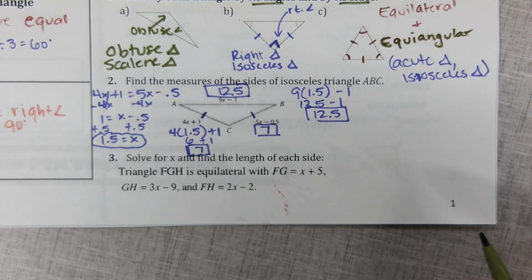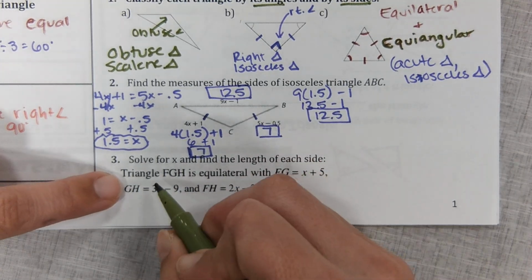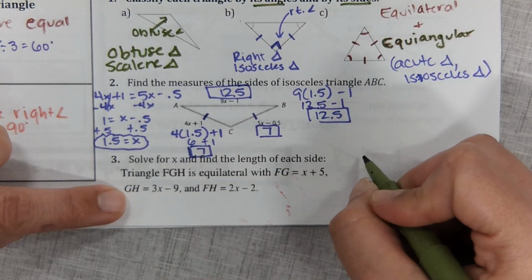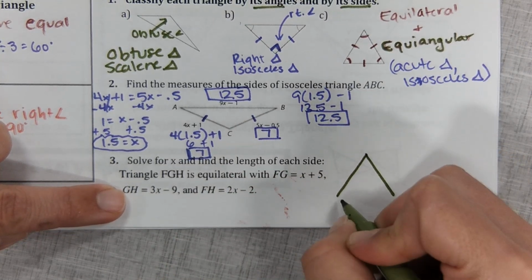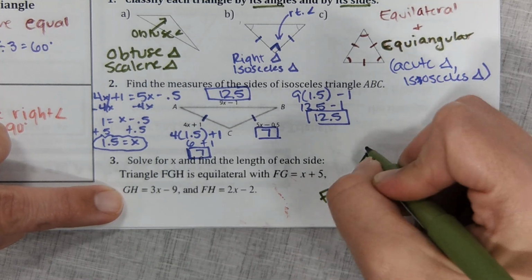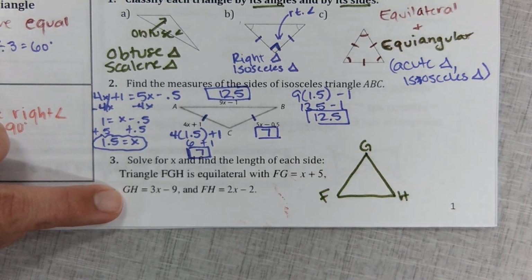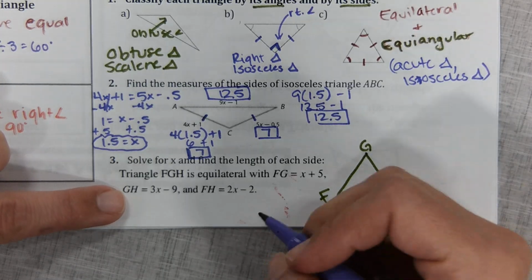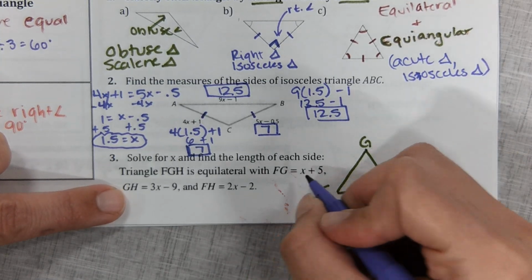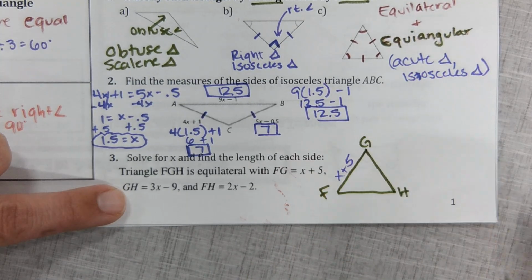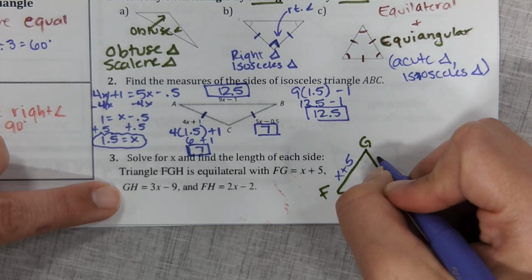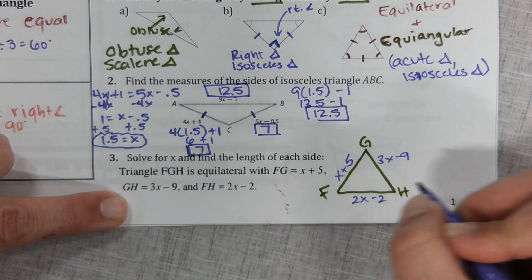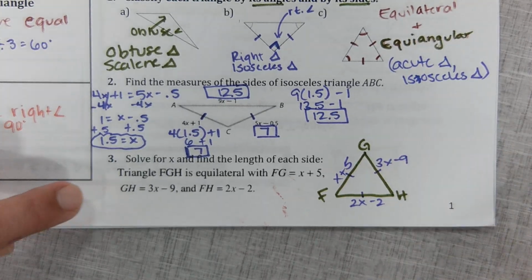Okay, number 3, it says solve for x, find the length of each side. It says triangle FGH is equilateral with these expressions for each side. So I'm going to draw an equilateral triangle, label it FGH so I can see what's going on. And then I'm going to label the sides as it does. FG is x plus 5. GH is 3x minus 9. And FH is 2x minus 2. So all these sides are congruent.